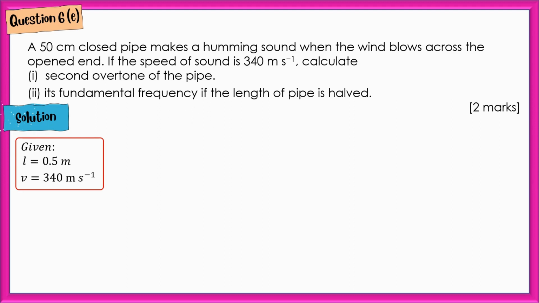For question number 6e, a 50 cm closed pipe makes a humming sound when the wind blows across the opened end. If the speed of sound is 340 meter per second, calculate the second overtone and also the fundamental frequency if the length of the pipe is half. First, list the information given from the question, and before you calculate the second overtone, you need to understand that for the closed pipe is odd harmonic. Because of that, n is equal to 1, 3, 5, 7 and so on.